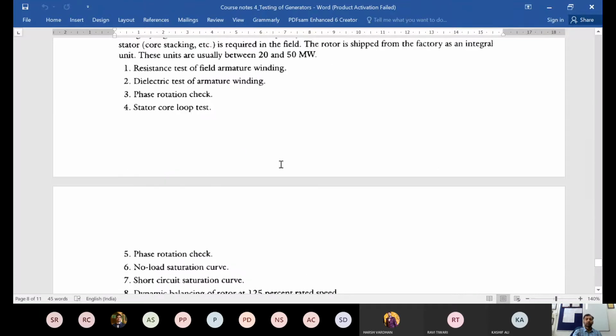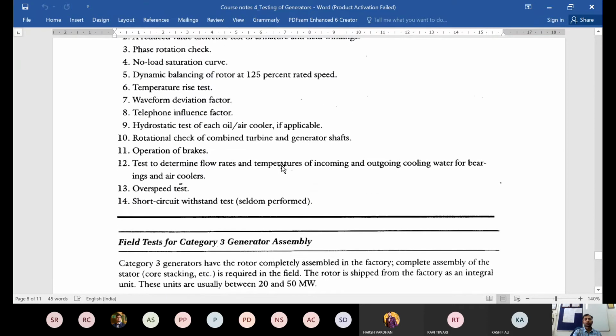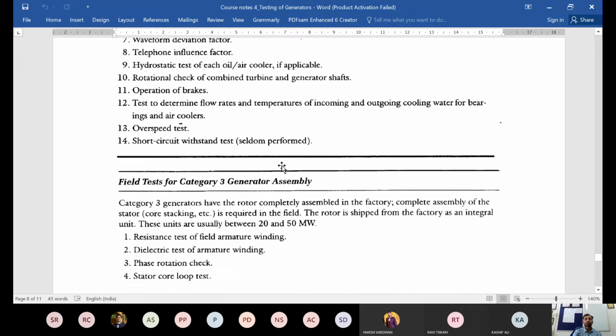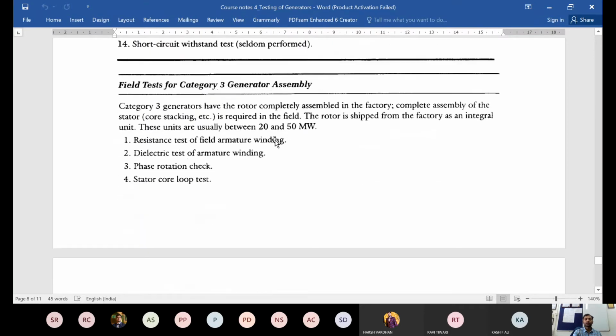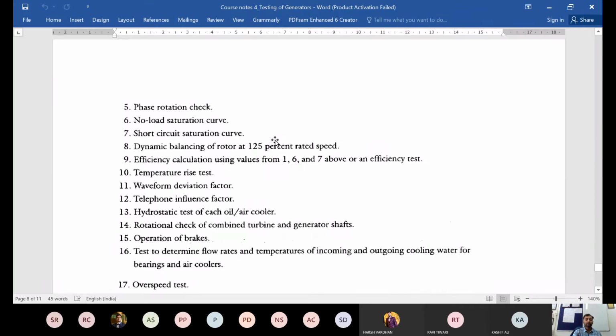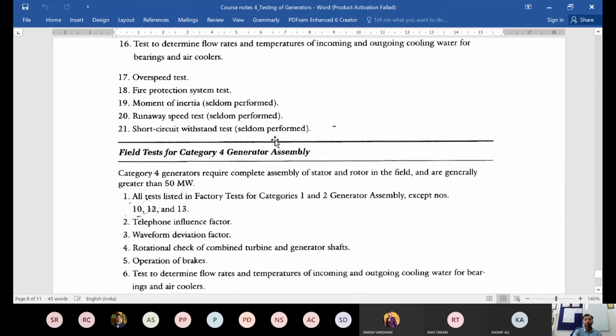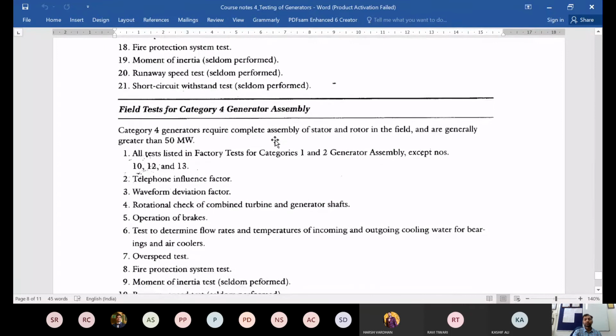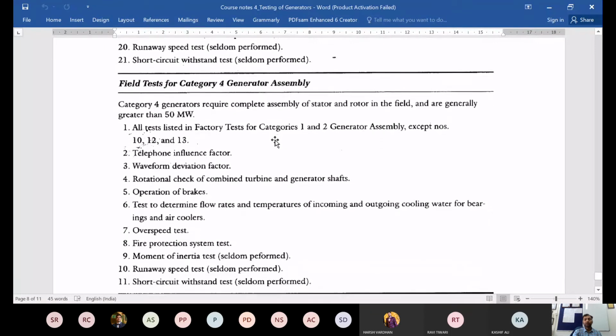So the list is slightly longer because, as you can understand, it is more intense also, and also the reason is that the stator we are assembling right from scratch in the field itself. And finally, the last category, which is the biggest generators, category 4 generators.